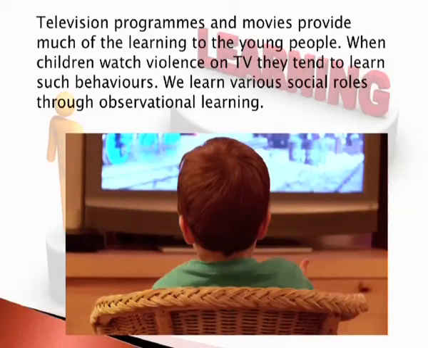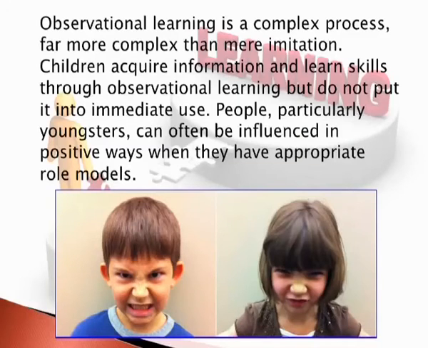Much of the learning of young people happens this way. When children watch violence on TV, they tend to learn such behaviors. We learn various social roles through observation. However, observational learning is a complex process, far more complex than mere imitation. Children acquire information and learn skills through observation, but do not put it into immediate use. People, particularly youngsters, can often be influenced in positive ways when they have appropriate role models.